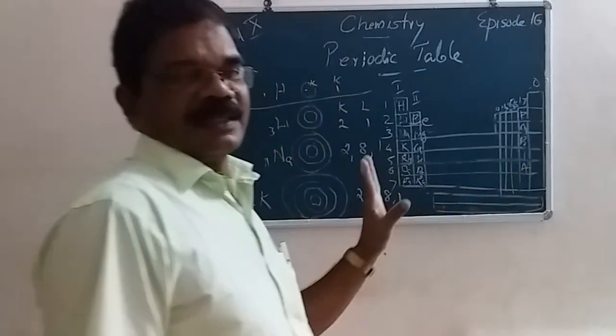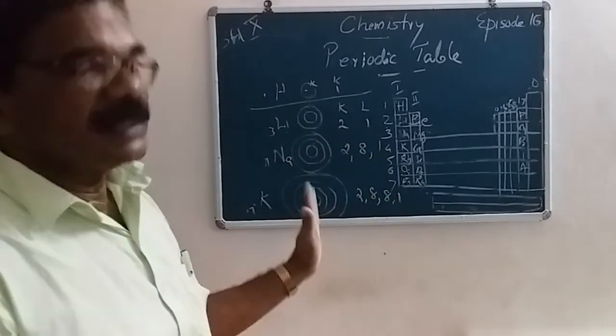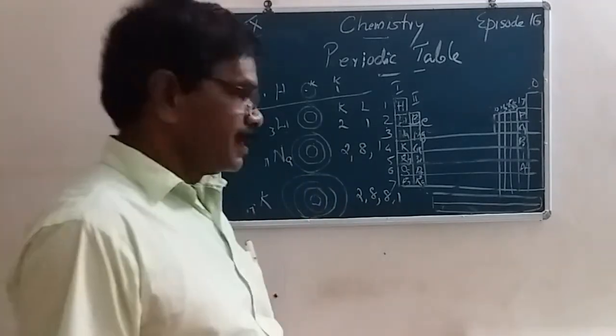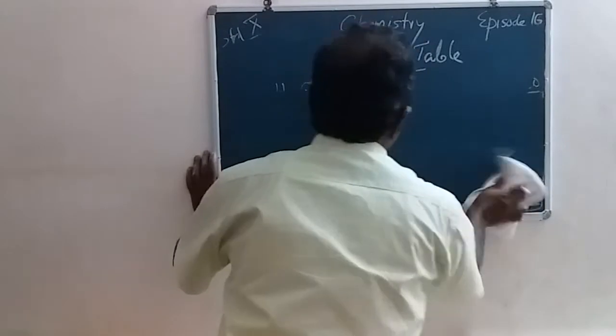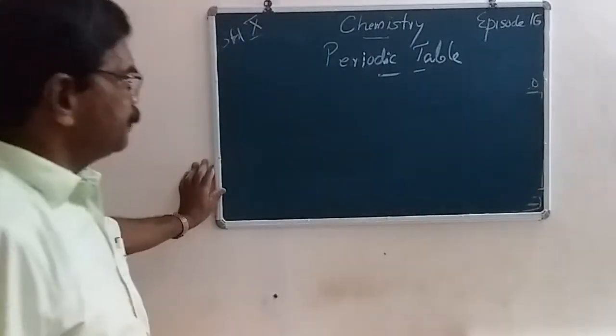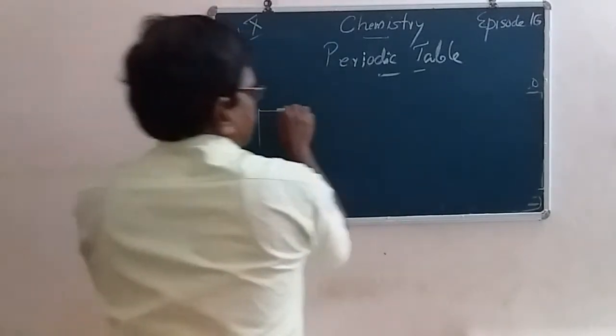Then another question arises. Among the left side or right side? How does the size of the atom change among periods? We have seen that in groups it increases. How does it change among periods?